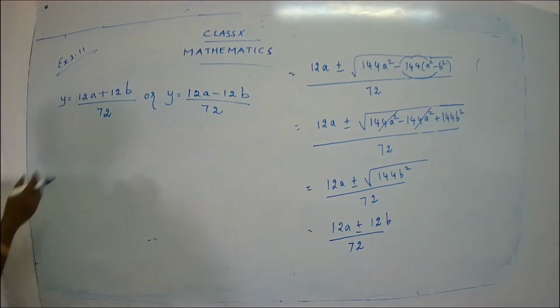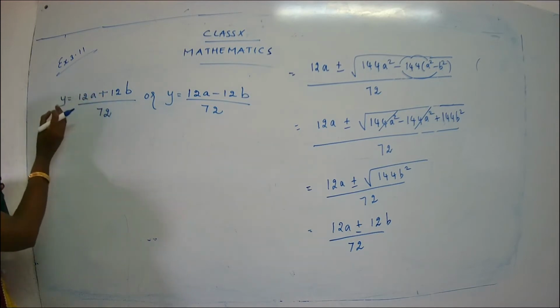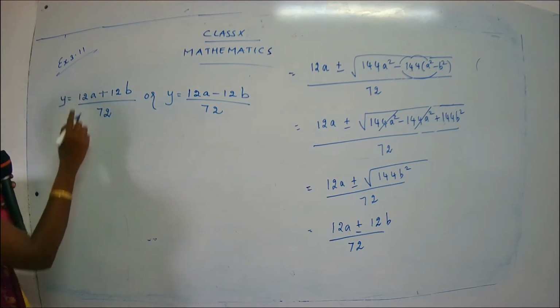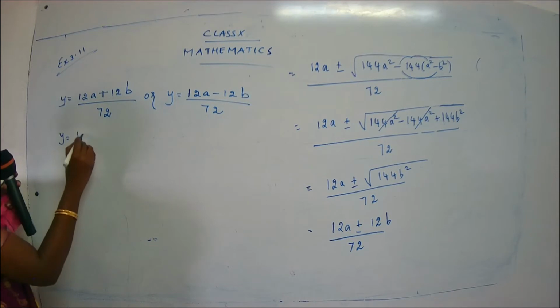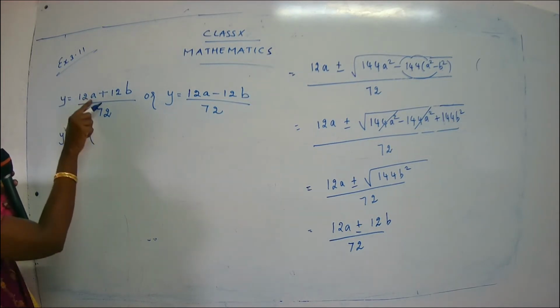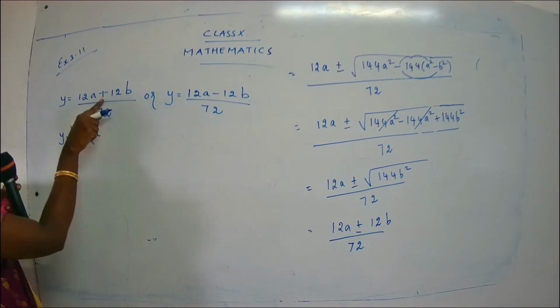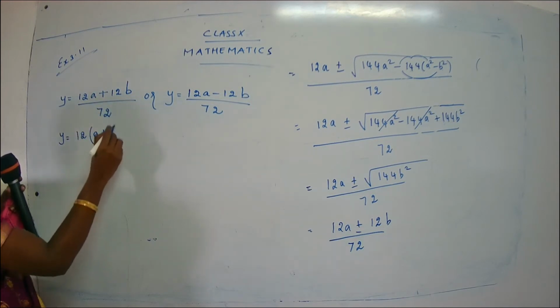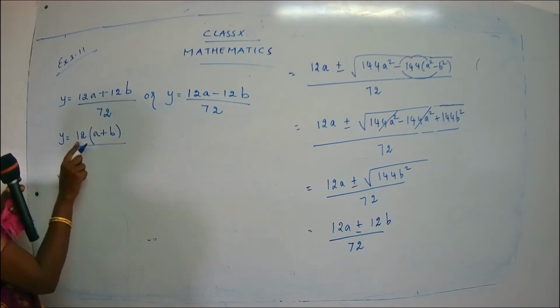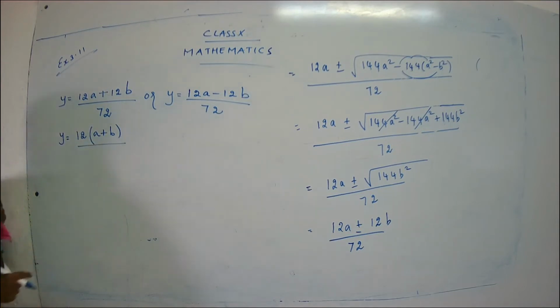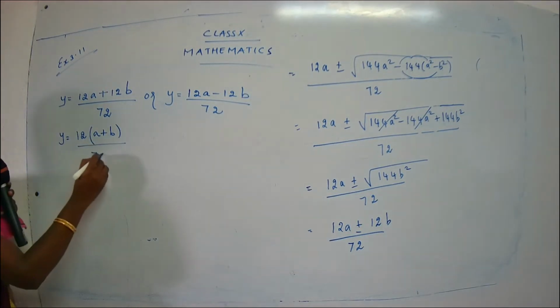So what are you going to do? First of all, we are going to take the common part. So y is equal to, what is common here? 12 is common. What is left here? A. And what is left here? B. And what is the sign? Plus. So plus a, that is 12 taken common. What is left? A plus b upon 72.